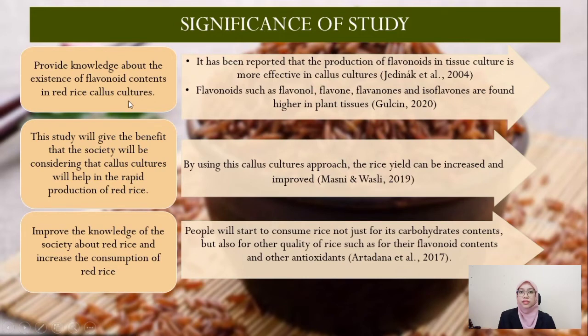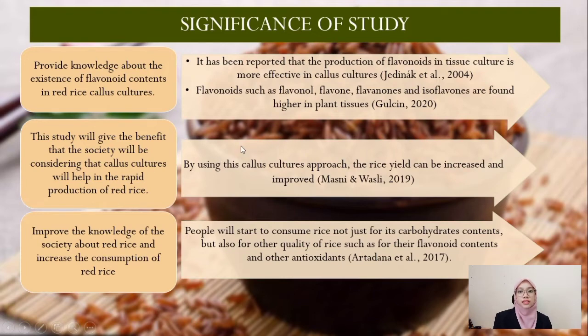As for the significance of the study, this study will provide knowledge about the existence of flavonoid contents in red rice Callus cultures. It has been reported that the production of flavonoids in tissue cultures is more effective in Callus cultures. Flavonoids such as flavonol, flavones, isoflavones, and flavonoids are found higher in plant tissues. Next, this study will benefit society, considering that Callus cultures will help in the rapid production of red rice.